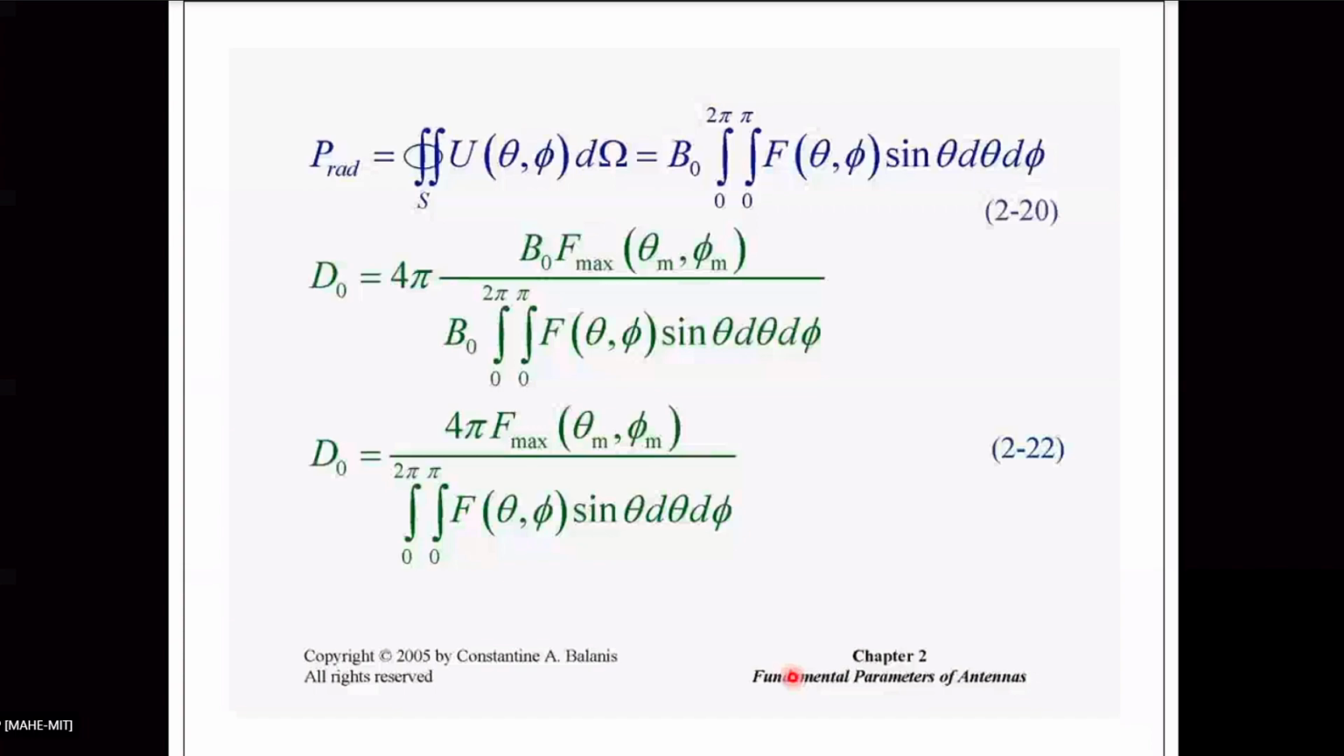So P rad, you will follow this easily. U of theta phi d omega. So this expression and this expression, you will follow this. This is U max. So any questions on this? Now B naught will cancel out. Any questions on this?